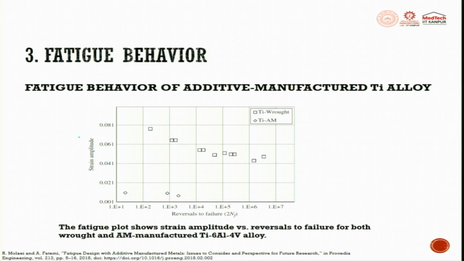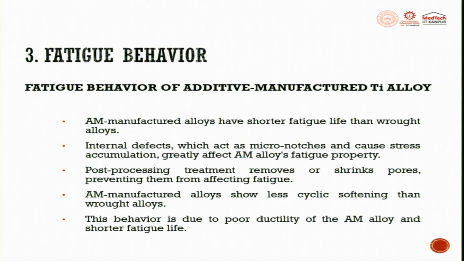So, you have strain accumulation and reversals to failure. You can see for titanium wrought it is here, and for titanium additive manufacturing it is here. So, for titanium alloys, additive manufactured alloys have shorter fatigue life than wrought alloys. Internal defects, which act as micro notches and cause stress accumulation, greatly affect the AM alloy fatigue property. The post processing treatment removes or shrinks pores, preventing fatigue failure.